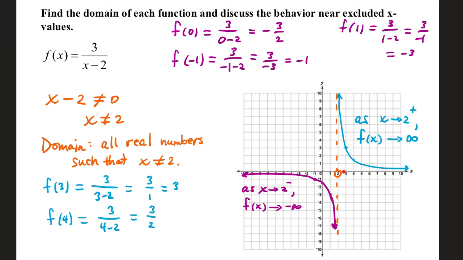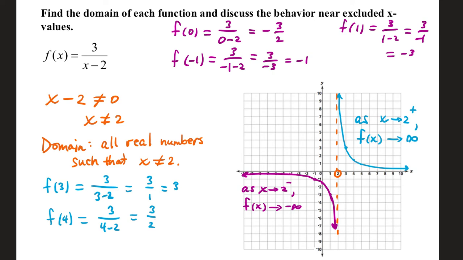You get on the other side of 2, numbers like 2.01, 2.5, 3, or 4. Those are all values of x you can sub into your function to get an idea of what happens to the graph when you approach x from the right. A superscript of plus is approaching from the right. So f of 3 was 3, f of 4 is 3/2.